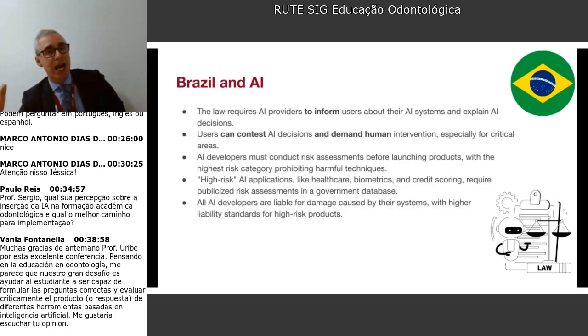issue, because AI nowadays works as a black box. We know what enters, we know what comes out, but we don't know what happens in the middle, how the AI takes the decision, because these neural networks are quite complex. About user protections, the user, according to the Brazilian law, can challenge AI decisions and request human intervention, particularly in high-impact areas, such as, for example, credit evaluation and healthcare.